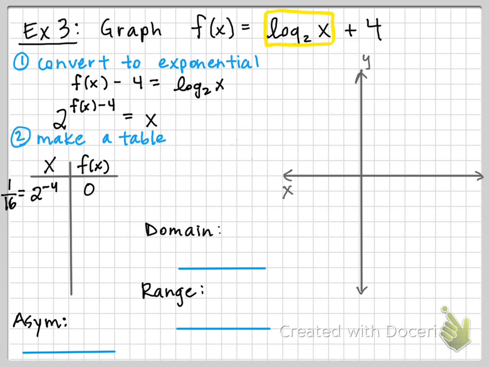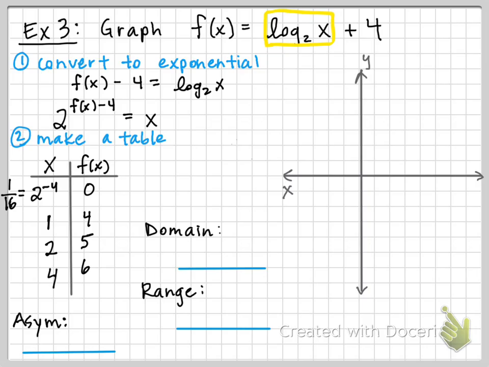Now, that's kind of hard to graph. So what I would suggest you do is think what number for f of x would make the exponent be 0. And in that case, you would put 4. 4 minus 4 is 0, so 2 to the 0 is 1. Then you go up by 1 on your y's, so plug in 5. So 2 to the power of 5 minus 4 is 2 to the power of 1, which is 2. 2 to the power of 6 minus 4, well, 6 minus 4 is 2, so 2 squared is 4.